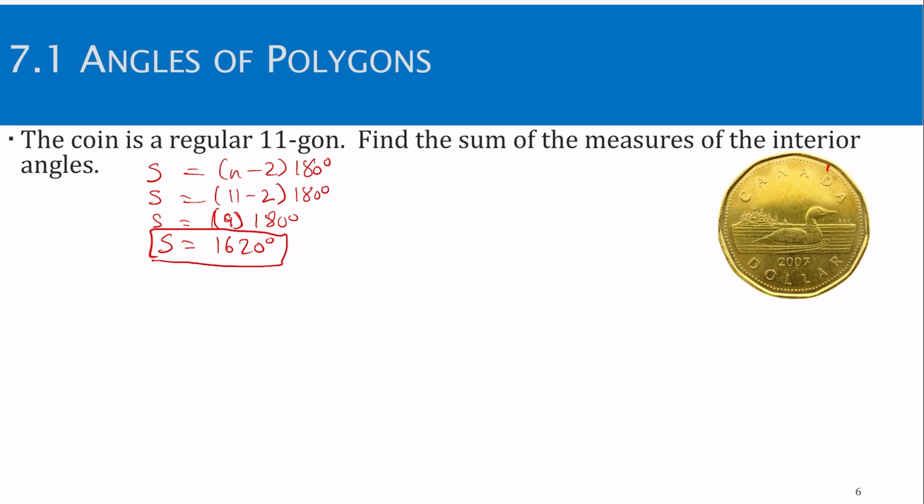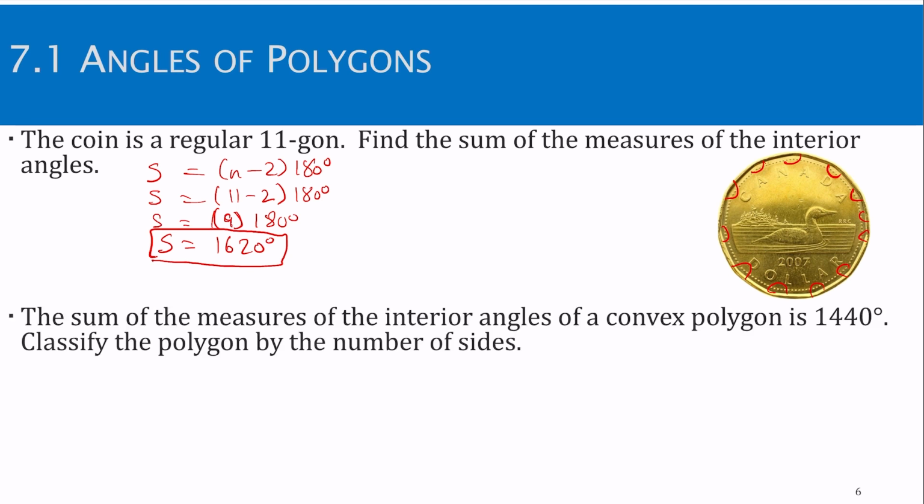So that's if you take this angle plus that angle plus that angle plus that one plus that one plus that one. You add up all the angles all the way around, you get 1,620 degrees. What if you go the other way? I'm telling you the sum is 1,440 degrees. What type of polygon is it?